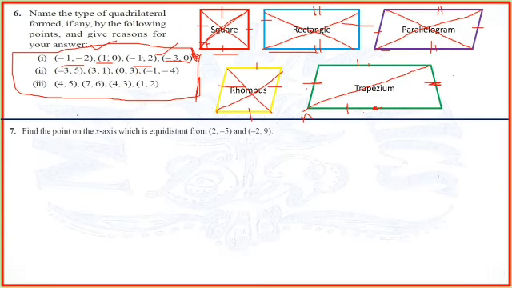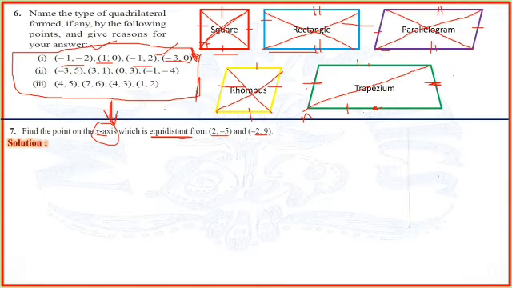Next question is question number 7. Find the point on the x-axis. This is very important, underline this x-axis, which is equidistant, meaning at equal distance, from (2, -5) and (-2, 9). First of all, you need to understand the meaning of x-axis. On the x-axis the y coordinate is 0. And on the y-axis, the x coordinate is 0. So that you need to understand.